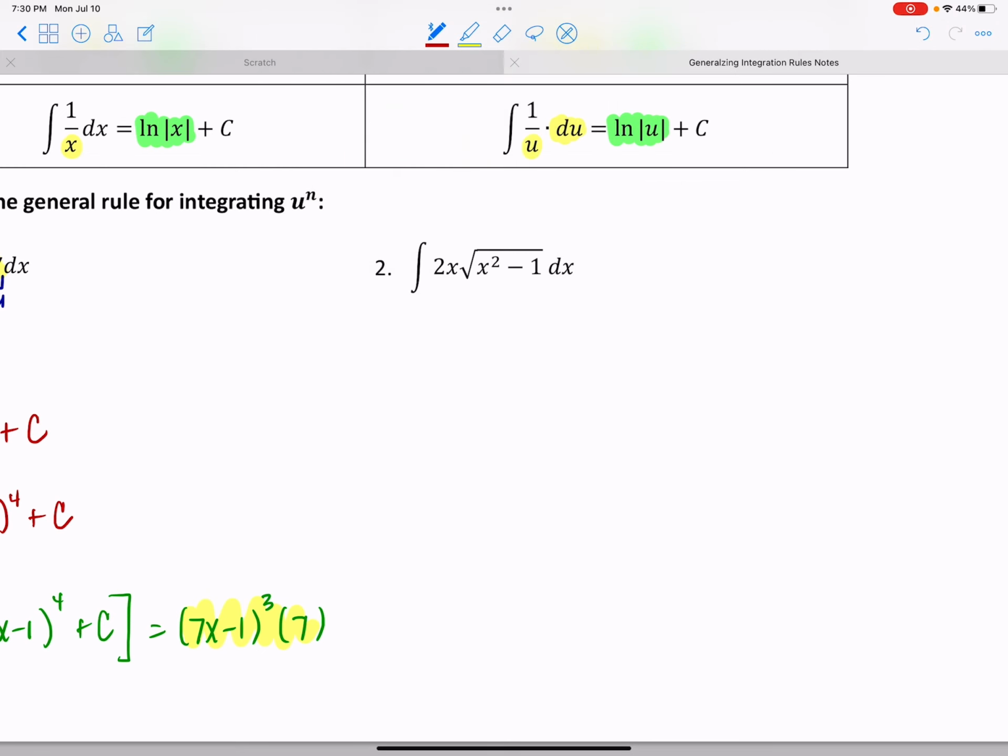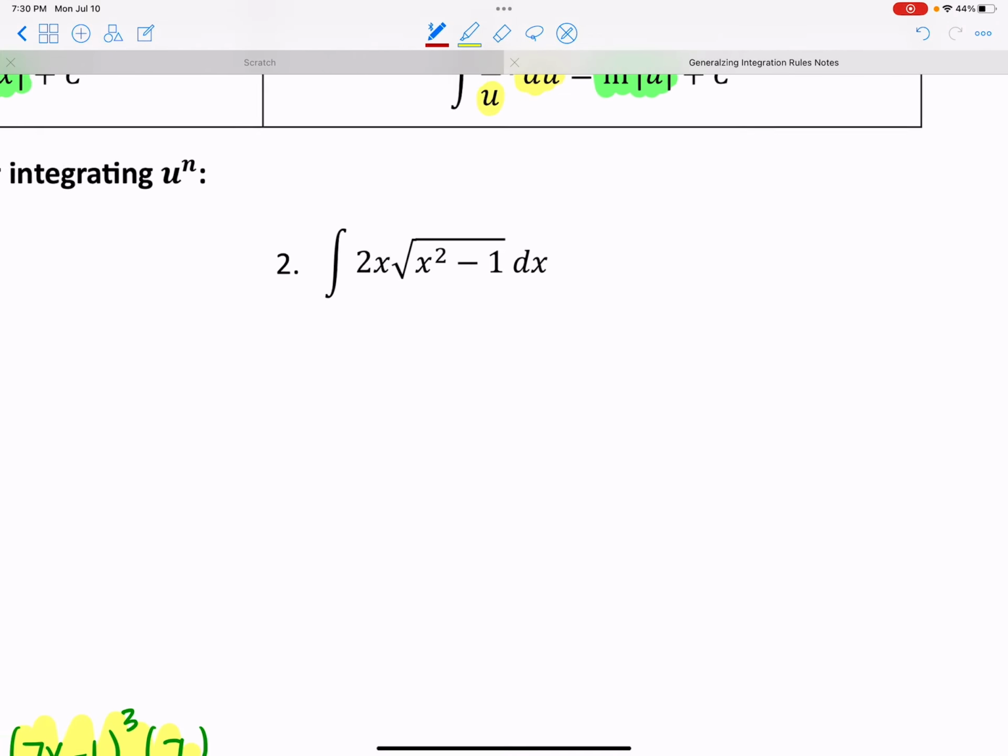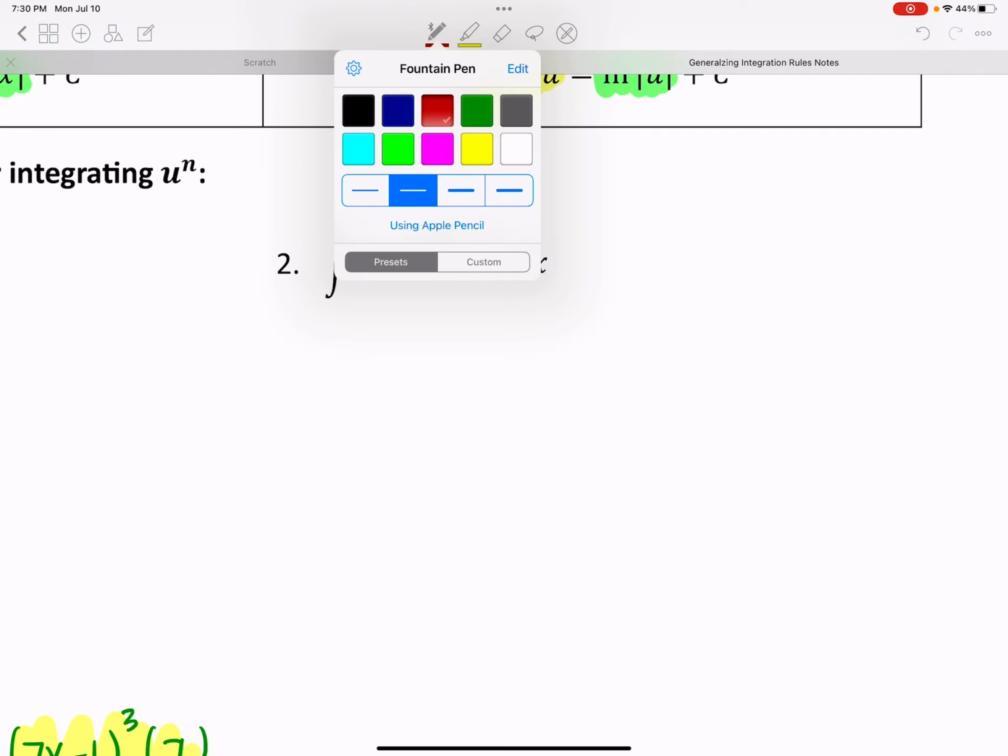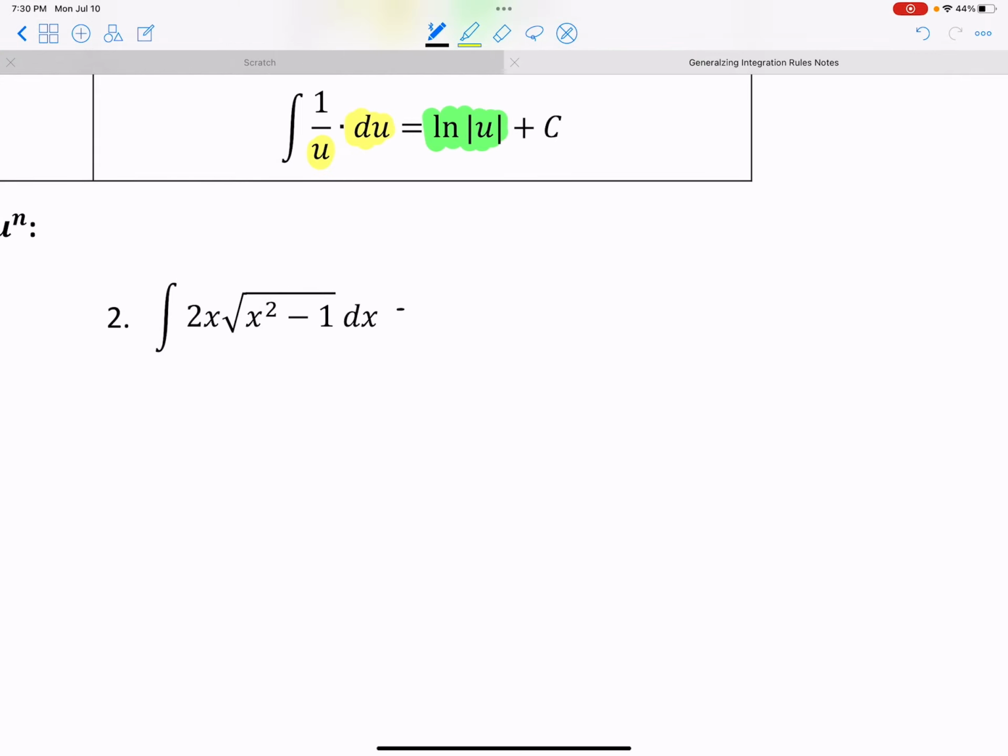Okay, let's try it again. Now this one doesn't look like a power rule, but it is. I'm going to start this one by rewriting my integral. I don't like those radicals. I'm going to make it a power instead. So this is the same as the integral of 2x times x squared minus 1 to the 1/2 power. And again, my power rule.